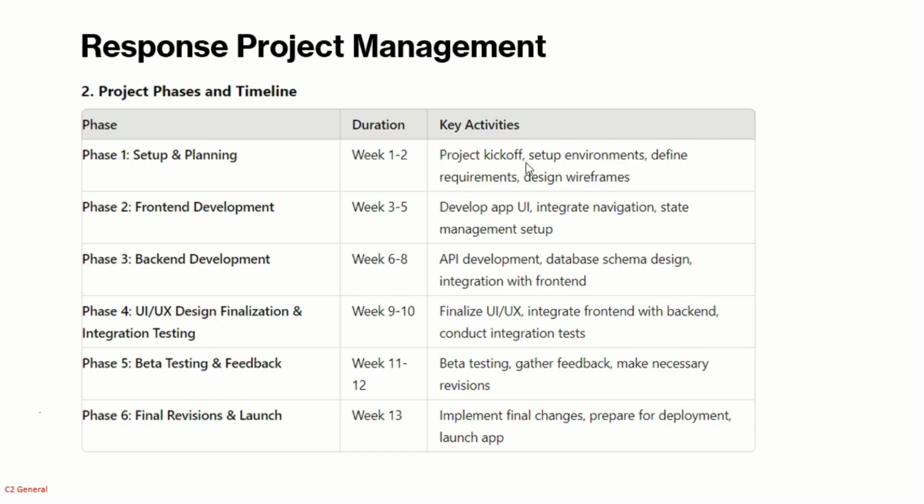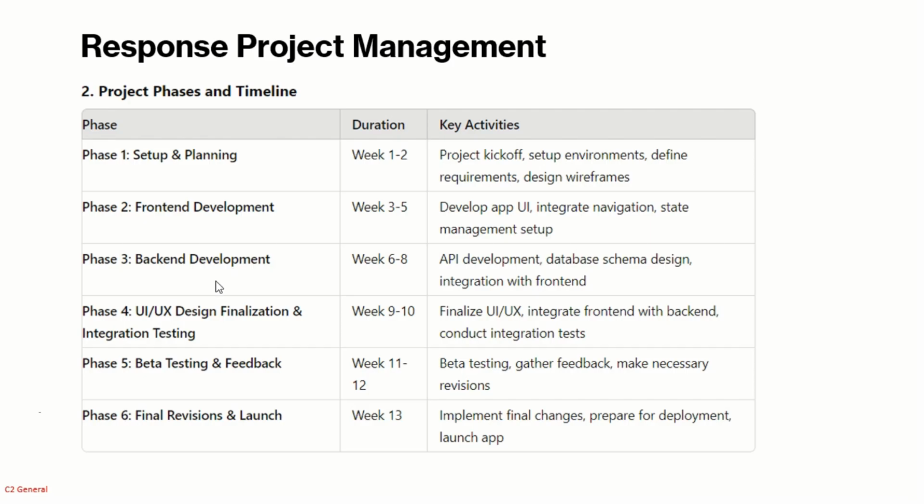So setup and planning, where we do the project kickoff, set up the environments, define the requirements, and design the wireframes. As per ChatGPT, it should take 1 to 2 weeks if we use the resources which we saw in the previous slide. Let's see how we can speed it up by using AI. And the next phase would be front-end development. Again, it looks like it would take from week 3 to week 5, and that would help us achieve the development of the app UI, and integrate the navigation and state management setup.